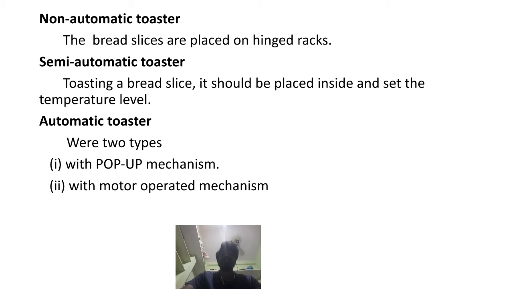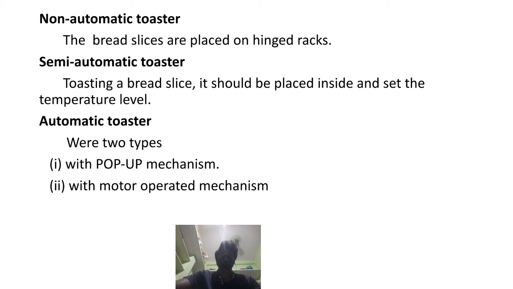Next, the last type of toaster. What is that? Automatic toaster. Automatic toasters are of two types.